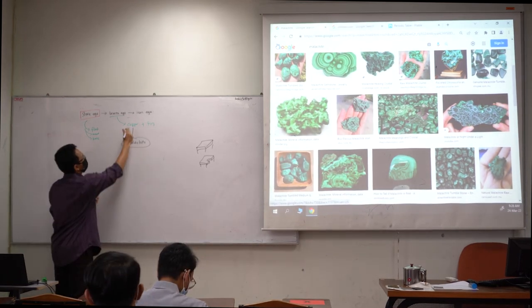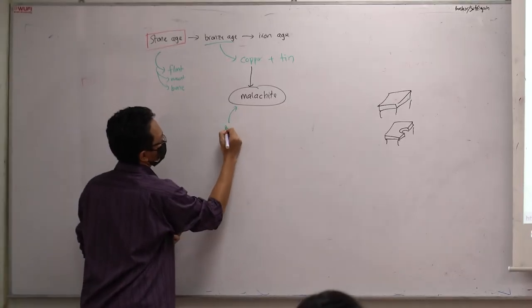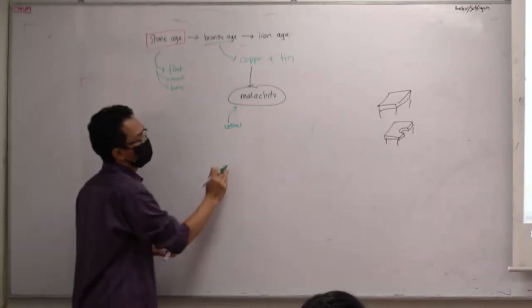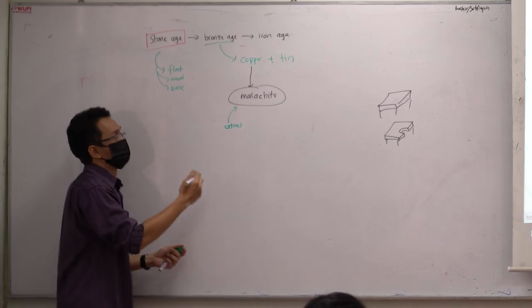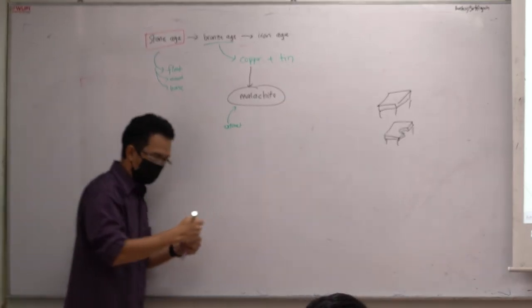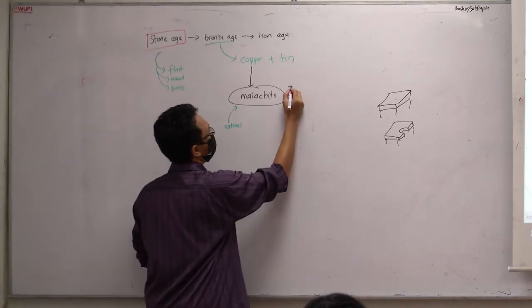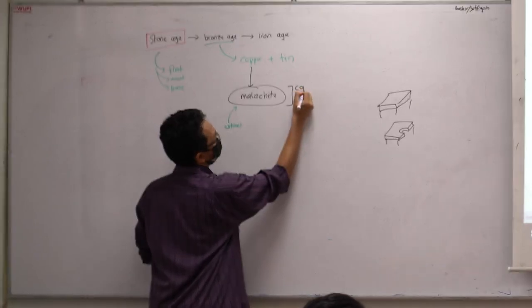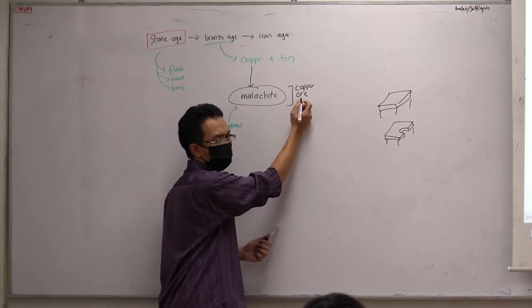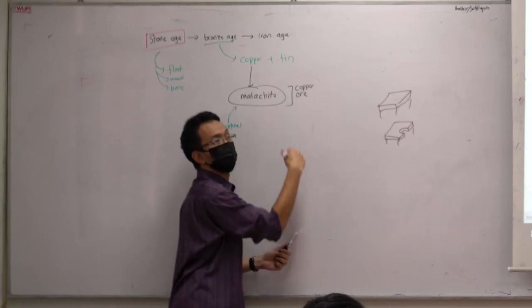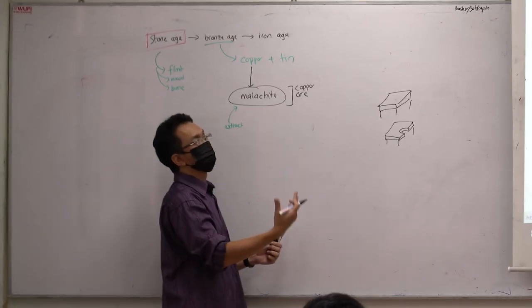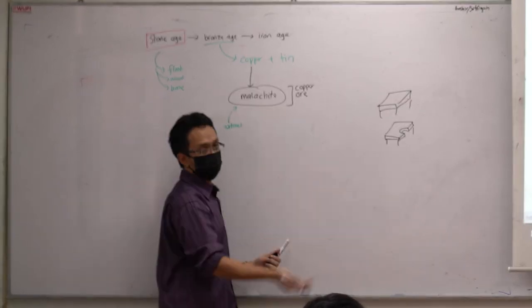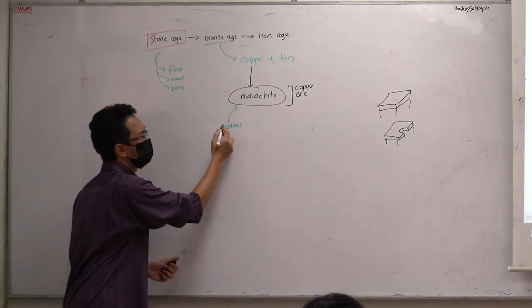So the way they get copper is basically to extract the copper from the malachite rock. Malachite rock, the easy way we call it ore, copper ore. In the previous class we said ore means the natural stone. So this natural stone malachite has a lot of copper inside. So how do they do it? They will extract this thing.